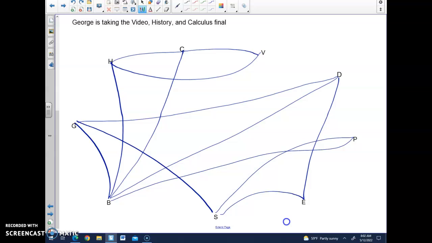I don't care where you start. All right, I'll start with geometry. I'm going to put a circle around G. So group 1, I'm going to put up here. Geometry is in group 1. And I'm going to go around. History: geometry and history can be in the same final block.